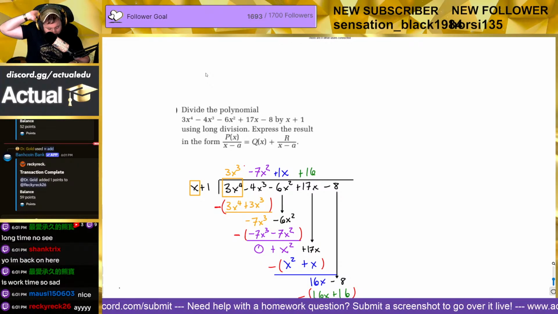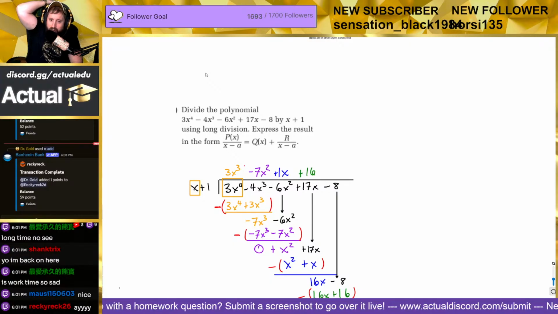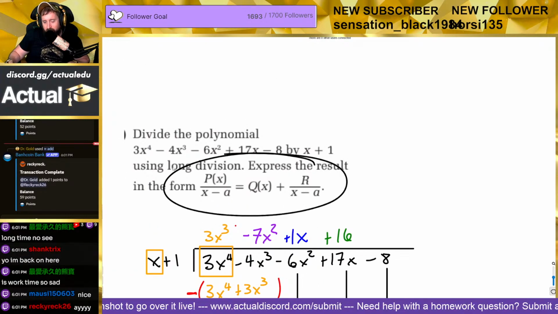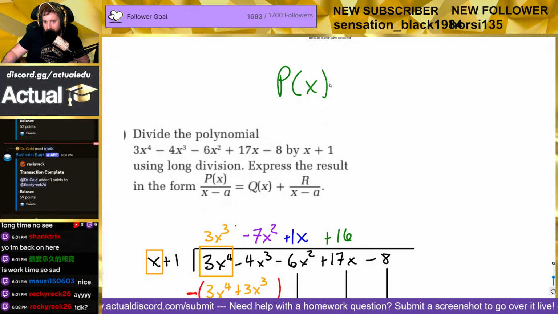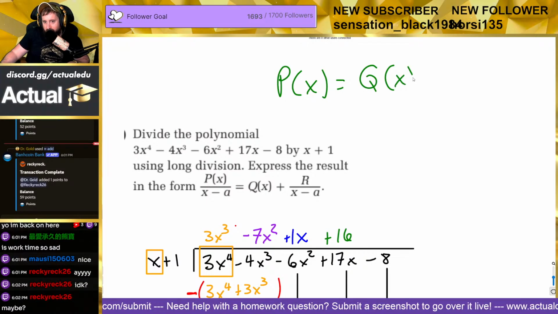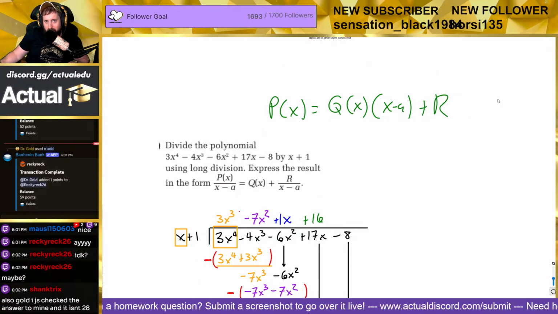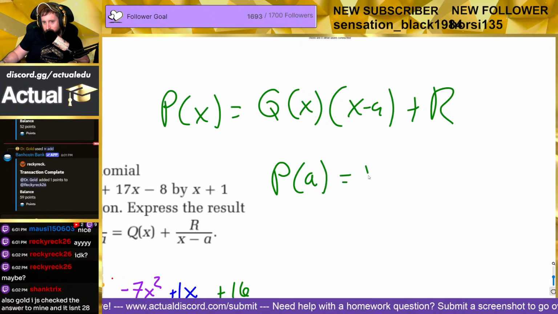There's some cool stuff with finding zeros. Isn't there? There's some cool properties of doing long division, I remember. So for instance, if p of x over x minus a is equal to this, then if you multiply both sides by x minus a, you get p of x is equal to q of x times x minus a plus r. I think this is called the remainder theorem. And so what that says is, oh okay, I think I remember this. So p of a is equal to r.